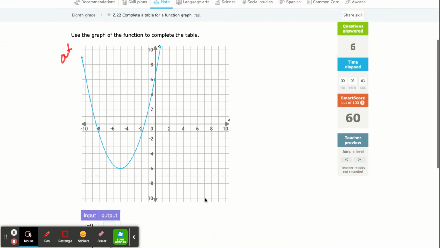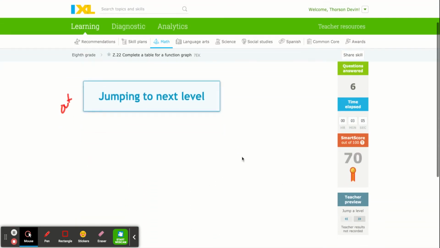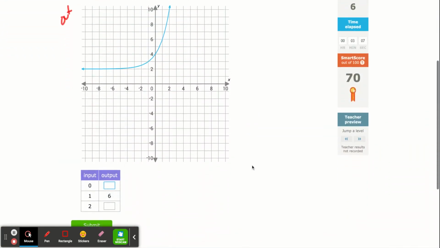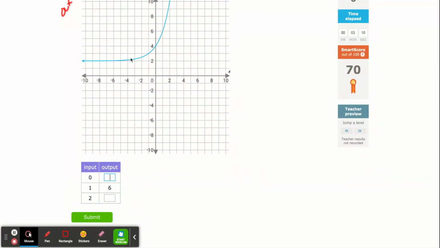Most of you will find this very simple and have no questions. But if you do have questions, please do bring them to class. But you're just simply finding points on a graph, even though the graph is not linear.